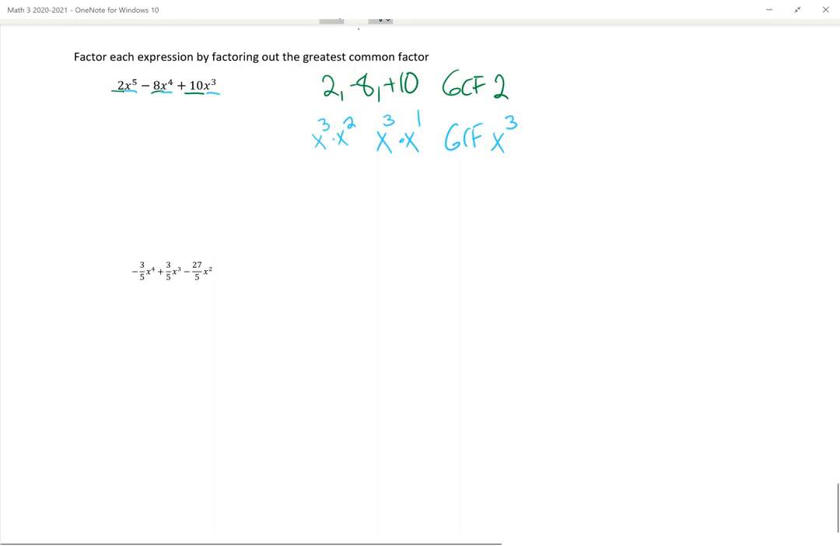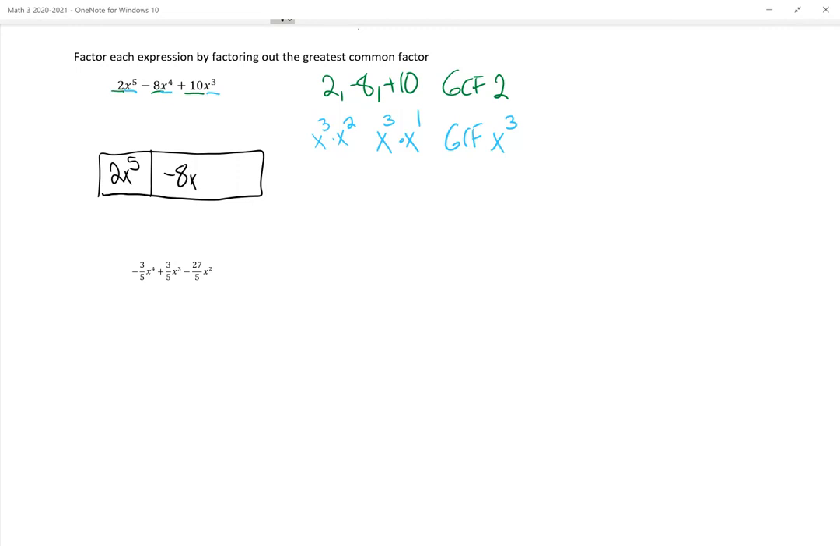So what I need to do here is rewrite this, but I'm going to ask myself, what multiplies to be 2x to the fifth, -8x to the fourth, and 10x to the third? My GCF is 2x to the third. So I ask myself, what multiplies? 2 times what is 2? It's just going to be 1, and then it's going to be x squared. Then -4 with an x, and then finally just +5.